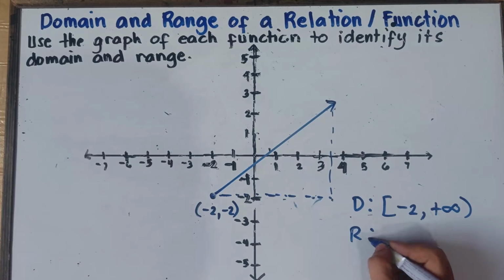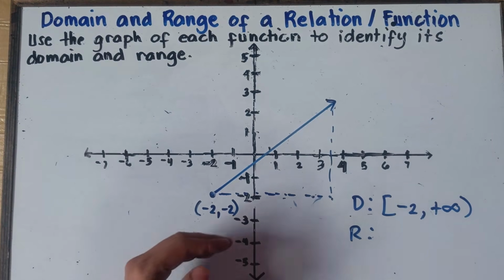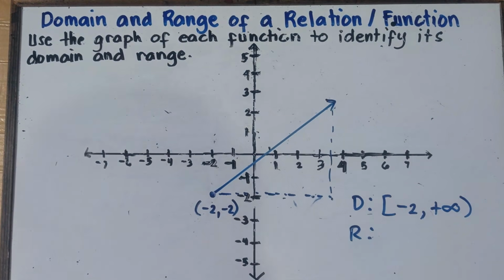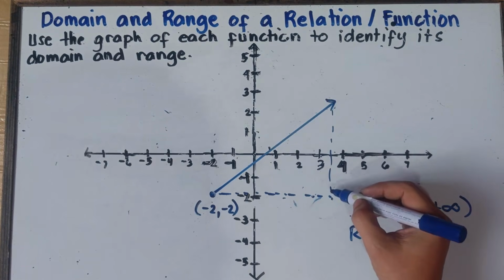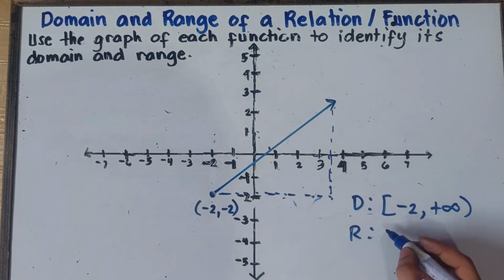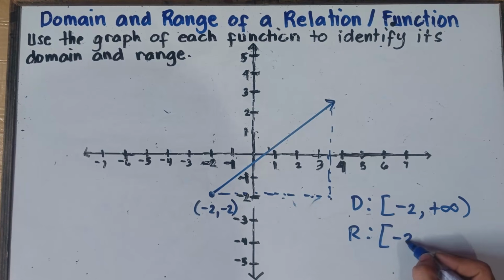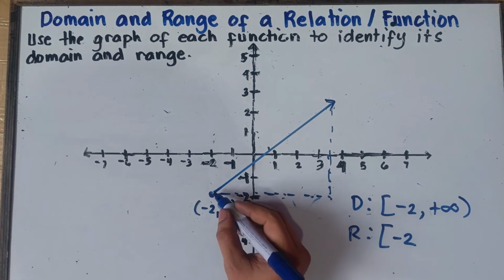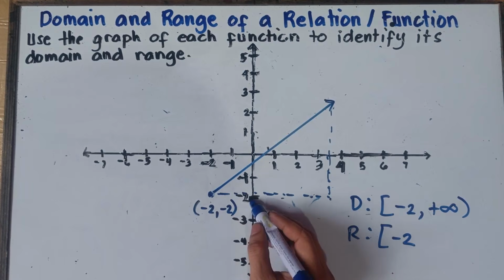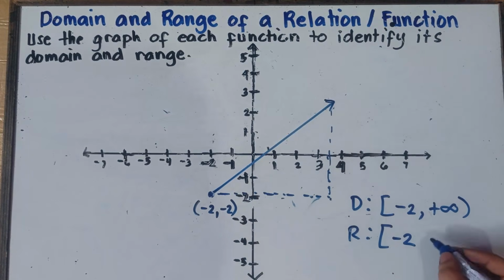And then for the range, you start at the bottom, going upwards. For the range, we have negative 2, the vertical distance from negative 2. So we have bracket negative 2. Once again, always use a bracket if it's a closed circle. Bracket negative 2 up to positive infinity.